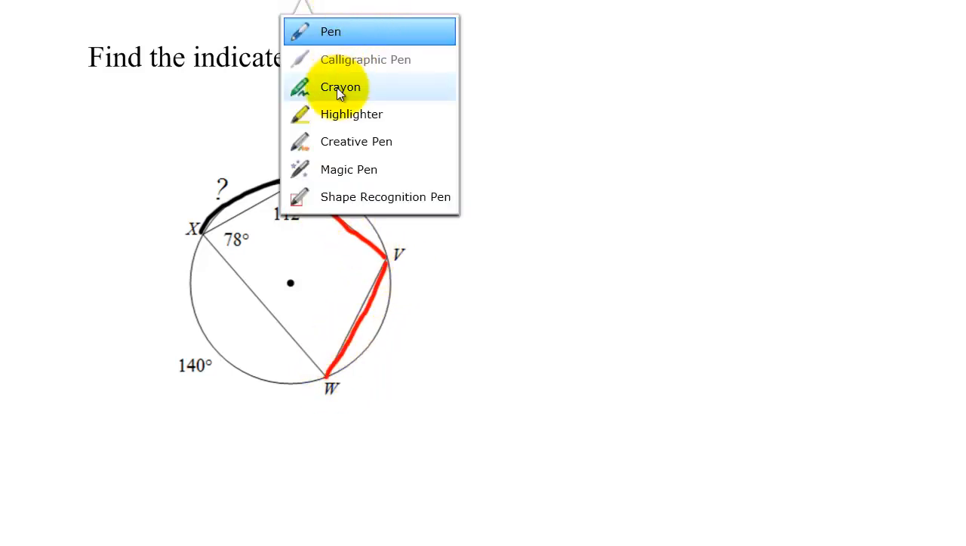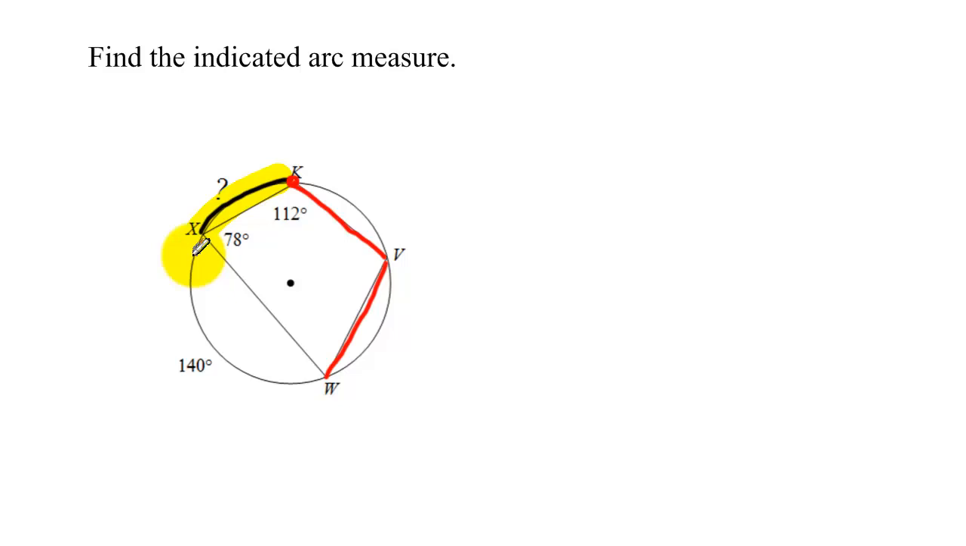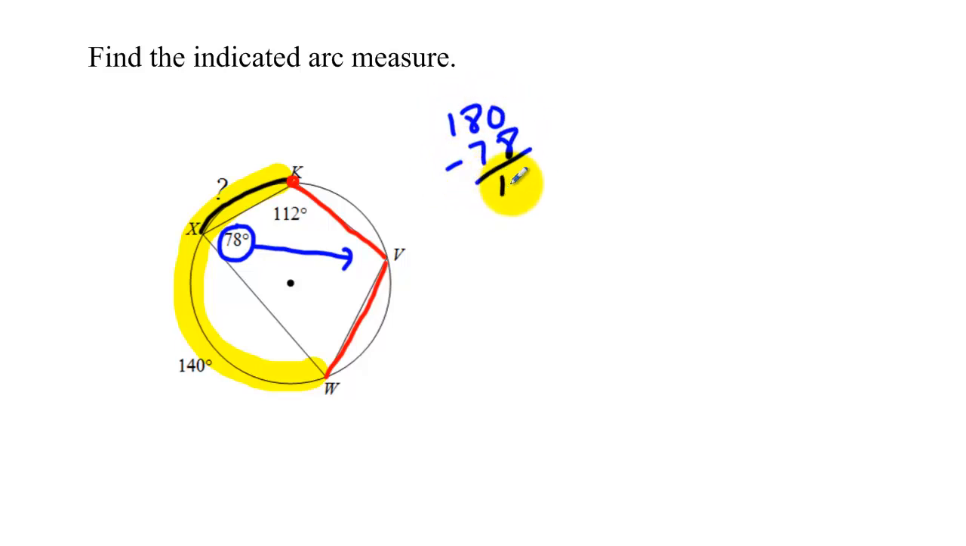Angle V is inscribed, and this is its intercepted arc. It goes all the way around K to W. Now we know that angle V is going to be half the measure of that, but we don't know what the measure of that is. What we do know, however, is that this angle X right here is a supplement to angle V. So if I take 180 and subtract 78, I'm getting angle V. That's 102 degrees. So 102 for angle V. Now using our theorem, we can say that this arc across from it is twice the size of that. So multiplying that by 2 gives me a measure of 204 degrees for this arc.